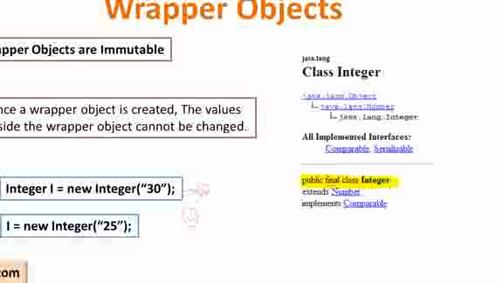You should not think that because I'm now using new Integer of 25 here, I'm changing the value of it. All I'm doing is referring to a different object. From this statement, i is referring to this object instead of this one. So this object is unaffected, and i is just referring to 25. It is important to remember that wrapper objects are immutable.